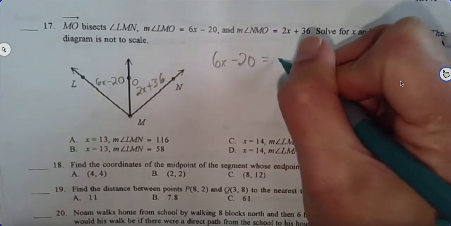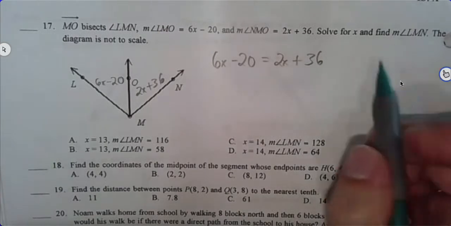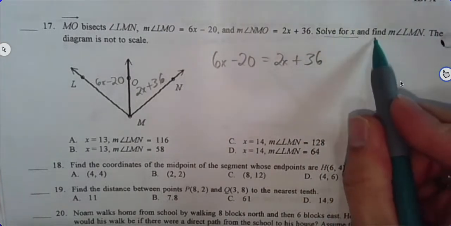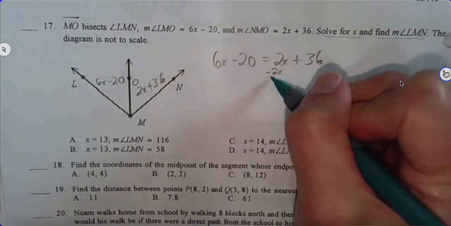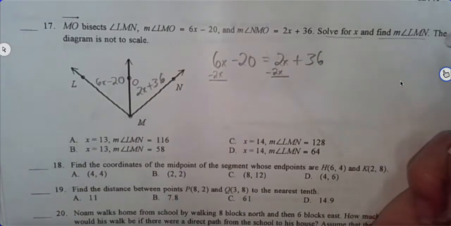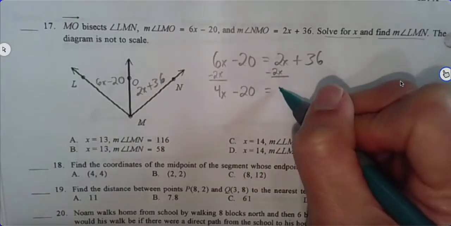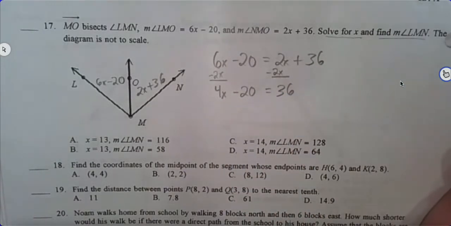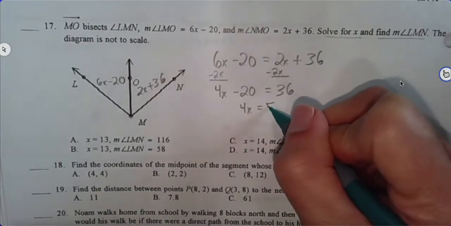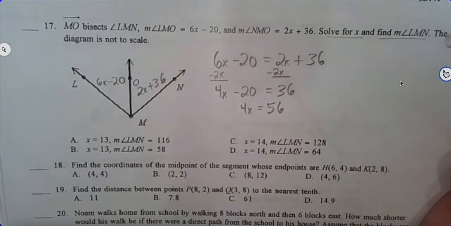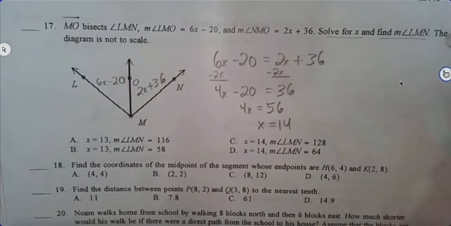6x minus 20 equals 2x plus 36. And we're solving for x. That's the first thing, solve for x. Like terms. So I'm going to subtract 2x, and I get 4x minus 20 equals 36. Then what? Add 20. 4x equals, and then what? Divide by 4. 14. And it was 14, I remember that from earlier.